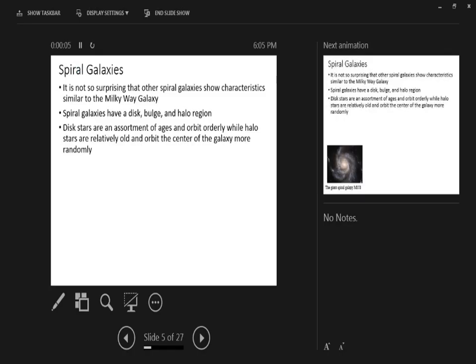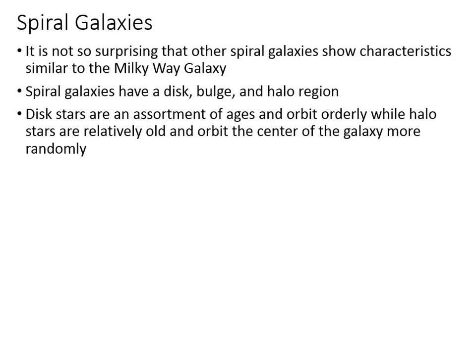Okay, so types of galaxies. We have spiral galaxies. Of course, the Milky Way is a spiral galaxy. The thing about spiral galaxies compared to elliptical galaxies is they definitely have a disk. They have a halo region, but they definitely have a disk. And we're going to see elliptical galaxies don't necessarily have a disk.